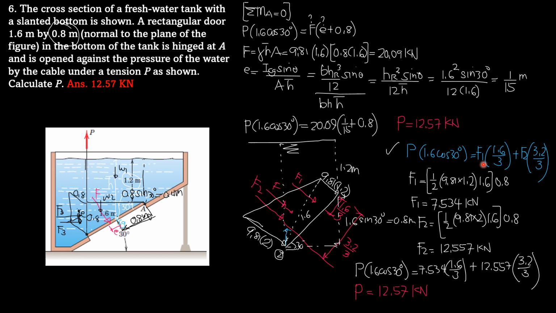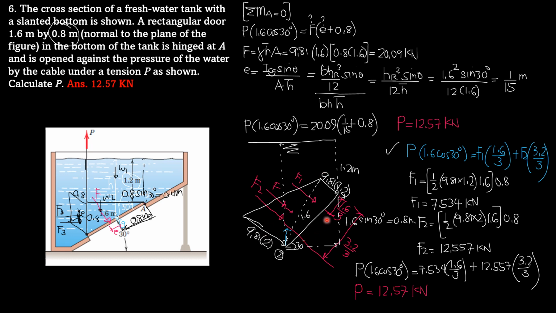So therefore, P times 1.6 cosine 30, summation of moments about A equals 0, is equal to F1 times moment arm 1.6 over 3 plus F2 times moment arm 3.2 over 3. Where F1 is the volume of this pressure diagram, which is the area of the triangle times the width perpendicular to the screen, 0.8. The area of the triangle is 1/2 times 9.81 times 1.2 times height 1.6, then perpendicular to the screen, 0.8. So 7.534 kilonewtons.